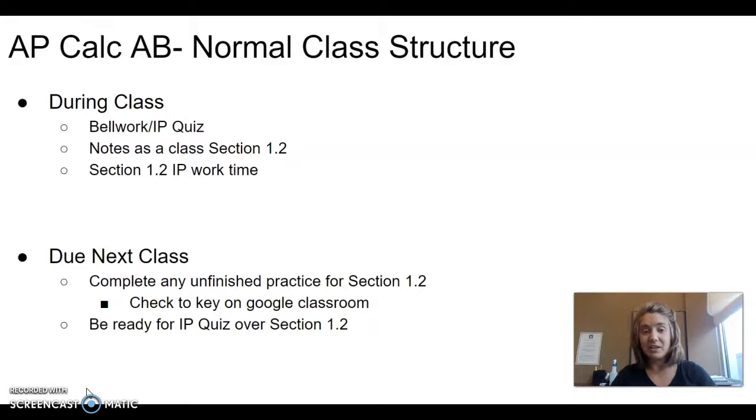IP quizzes will be given at the beginning of each class. IP quizzes are a chance for students to show how the homework went for them and where they're at with it, and for me to see that. You're allowed to use your homework on the IP quizzes, and usually it's a few multiple choice questions and maybe a free response question. We'll do those for each section, and you get half your points from the quiz and half the points from your homework. So each section is worth about 10 points, 5 from the quiz, 5 from just completing the homework. So that is a normal class structure.